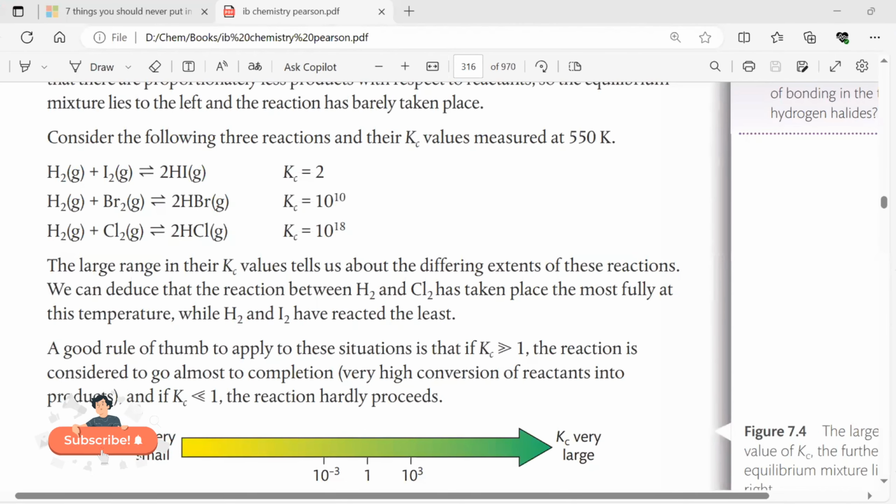If this is IBDP and we are doing the equilibrium chapter, what is Kc? Kc is equal to the product concentrations to the power of stoichiometry over the reactant concentrations to the power of stoichiometry.